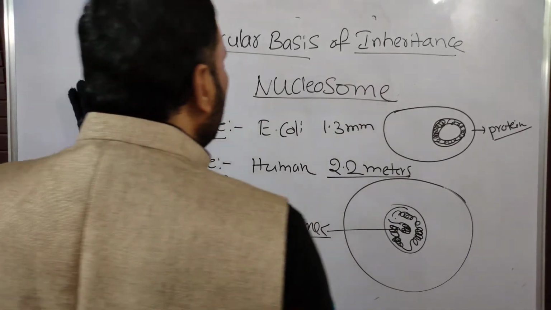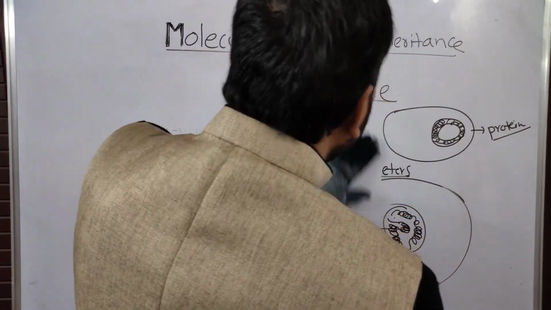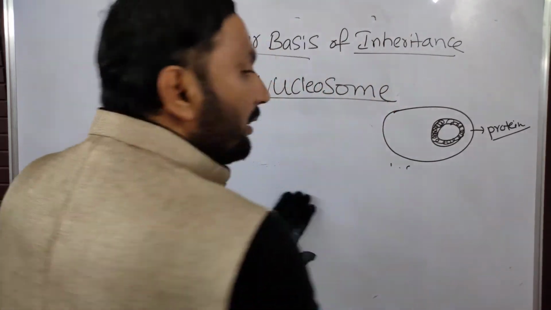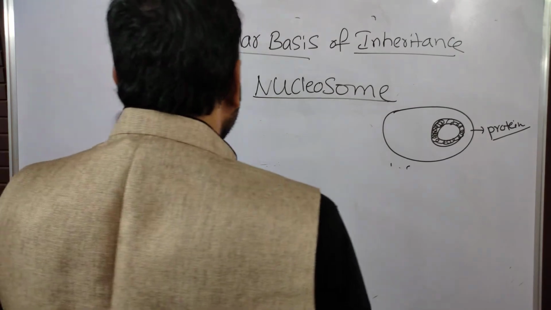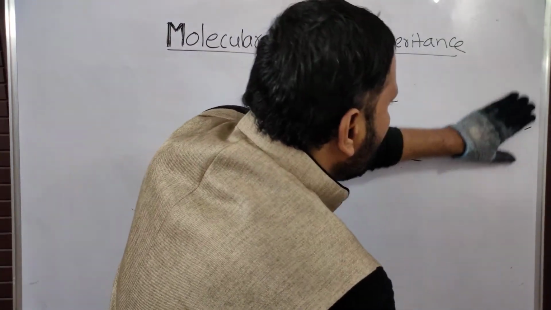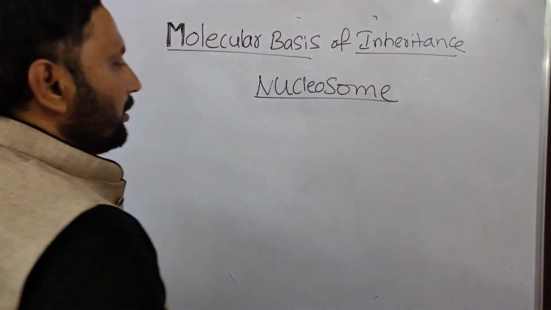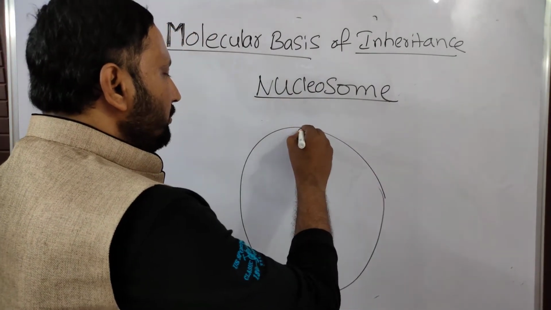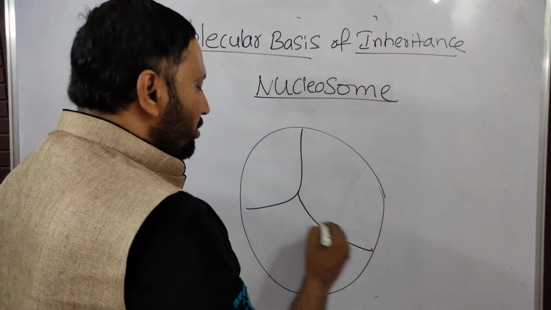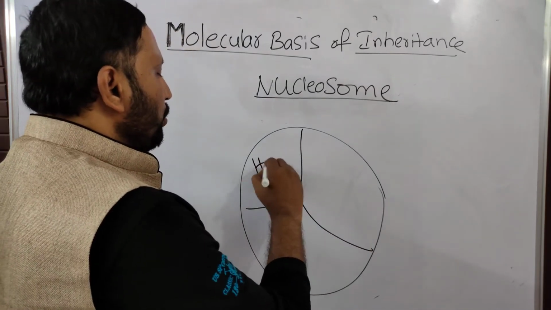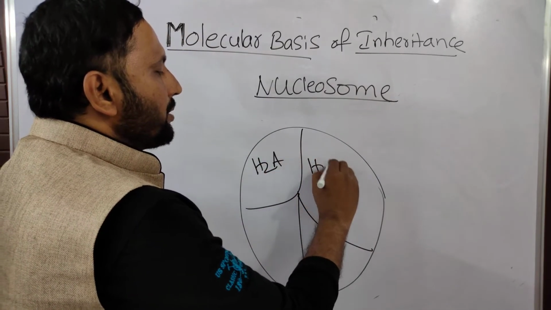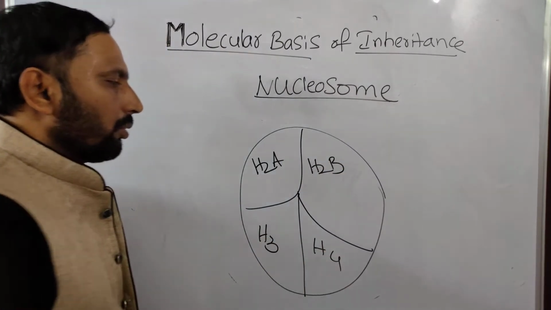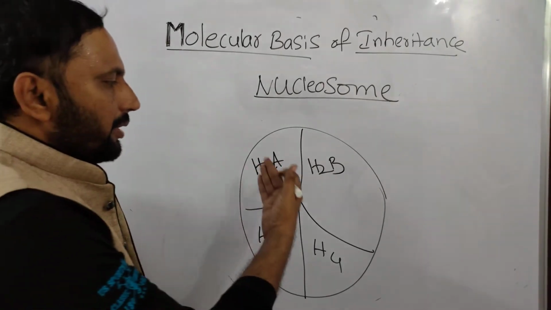So the nucleosome, how is it present? In eukaryotes, the DNA is always associated with histone proteins, whereas in prokaryotes, non-histone proteins. So the nucleosome structure, when you observe here, 8 histone proteins are present: 2 copies of H2A, 2 copies of H2B, 2 copies of H3 and 2 copies of H4. These are 8 histone proteins.